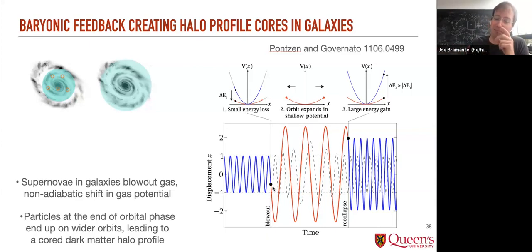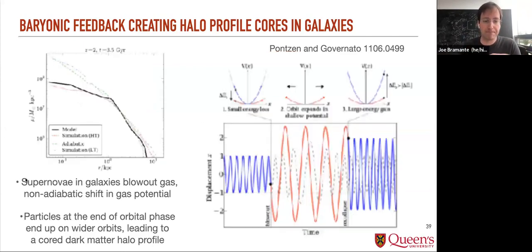Or I have some particle that's right at the edge of my halo, and then suddenly the potential is even smaller, and so that ends up on a wider orbit. Then as the gas recollapses, if it recollapses fast enough, a substantial portion of those particles will remain on wider orbits. So what's really happening, if you want to think about where the energy is going, is that the supernovae are, in essence, blowing out the dark matter particles by softening the gas potential in the galaxy.